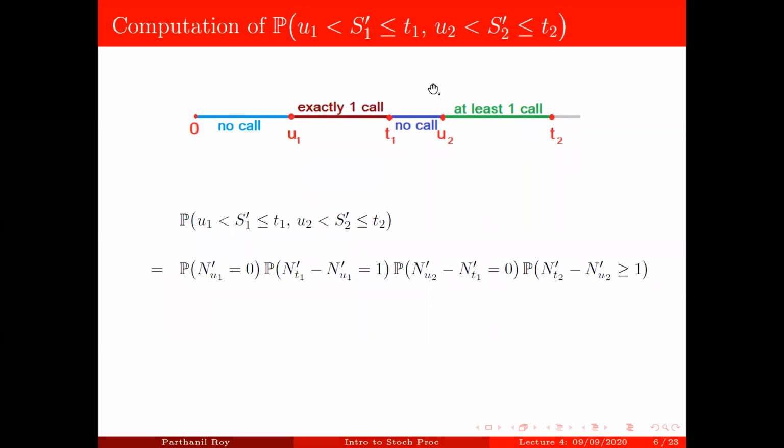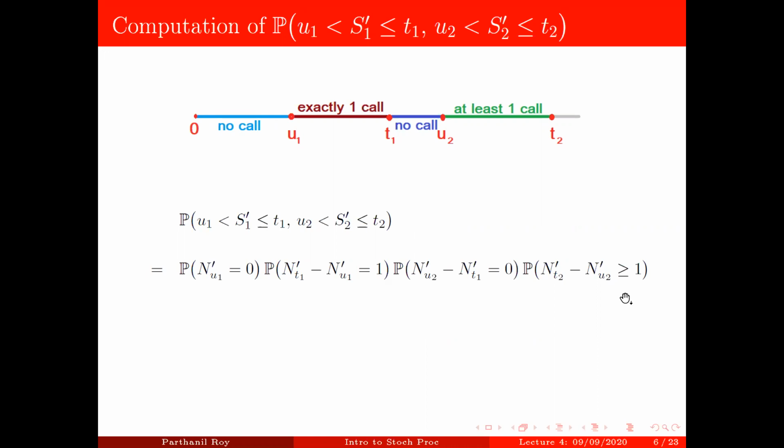So therefore, what we have obtained by taking numbers U1, T1, U2, T2 in this order, as it is in this line, where everything else is a strict inequality except T1 can be equal to U2. This joint probability is actually equal to the product of these individual marginal probabilities. So what we have achieved by this is that we have been able to convert a joint probability about S1 dash and S2 dash into a product of marginal probabilities about the N dash process.